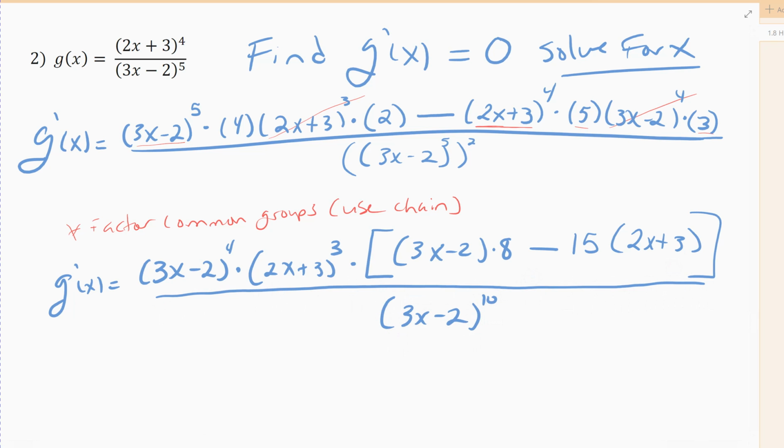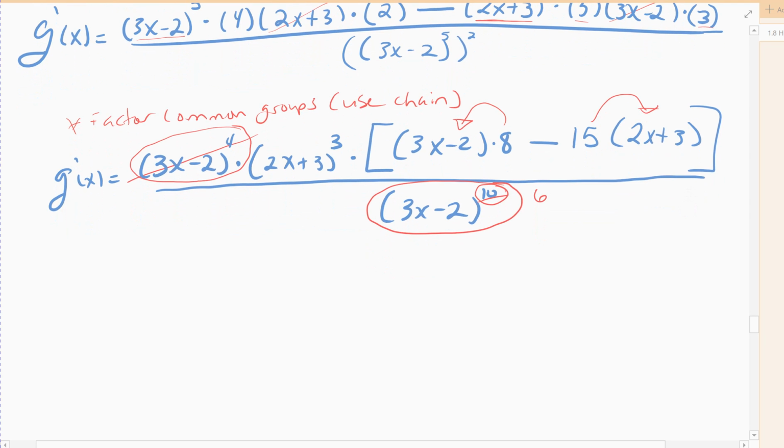All right, so now there's a couple things that I'm going to do. First of all, I'm going to distribute the negative 8, and I'm going to distribute the positive 8 and the negative 15. And then I've got 4 of these that I can reduce with 4 of those, right? I've got 10 of them here, which means that'll be reduced down to 6, right, when I cancel those out.